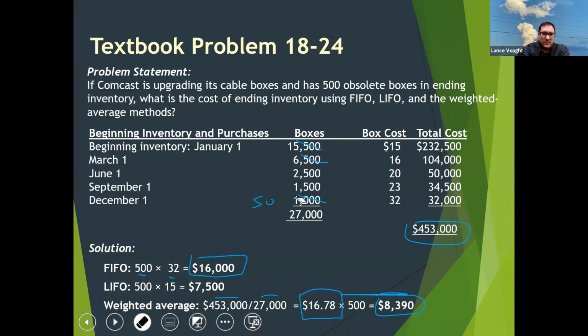If we do LIFO, we go backwards, and we get rid of this, and all but 500 of this. 500 times $15 is going to give you $7,500 for LIFO. So again, your value for the cost of your ending inventory can vary greatly based on the way in which you do the analysis. Questions about that?